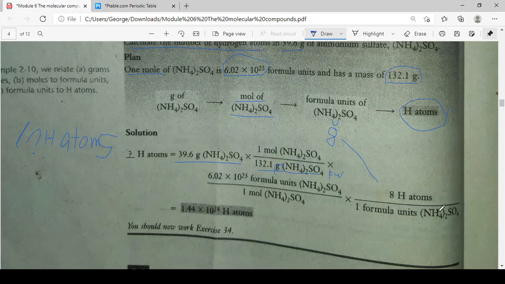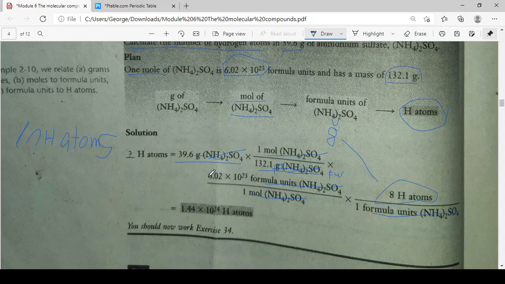Next, cancel all the like signs. Cancel your formula unit, since it has a match. You have your NH4, which also matches: the grams of your NH4, and then your moles of NH4. What is left is the hydrogen atom, so the unit left is hydrogen atoms. Then, multiply everything above.